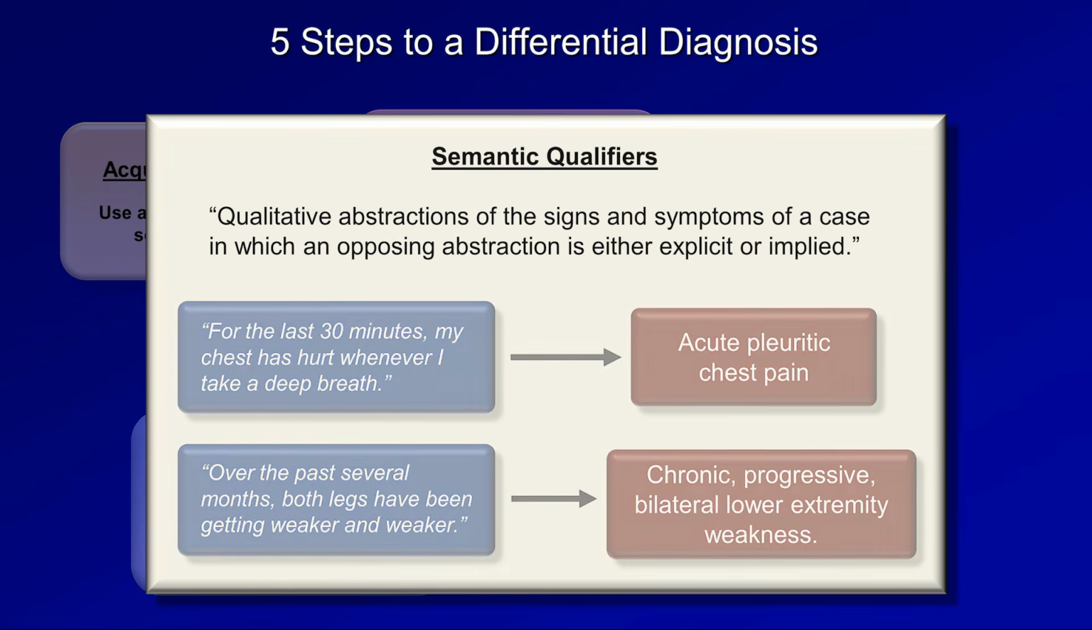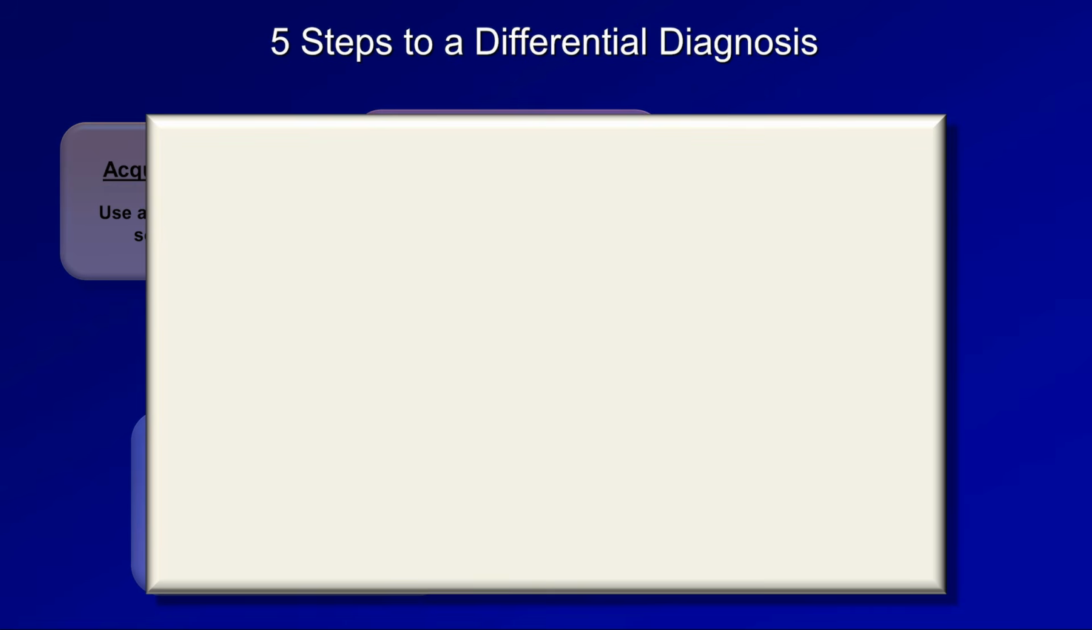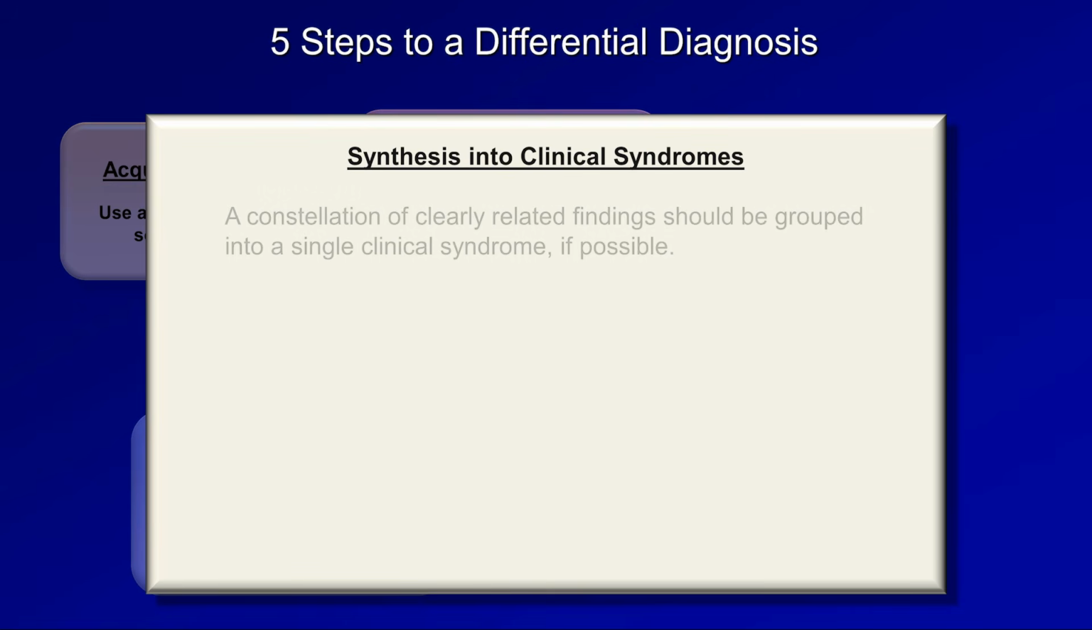A word of caution here. Some information is lost when the patient's presentation is translated into semantic qualifiers, which can set one up for bias if the original history is never revisited. Now, what about that phrase, synthesize into clinical syndromes? A short elaboration on this is that a constellation of clearly related findings should be grouped together into a single clinical syndrome if possible.